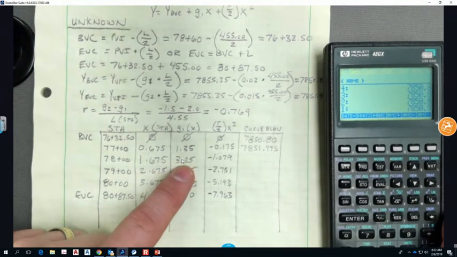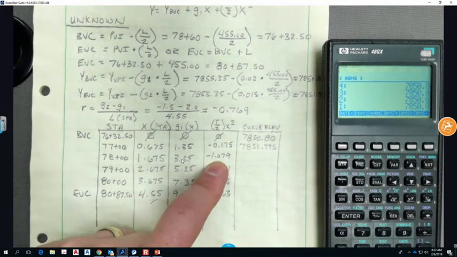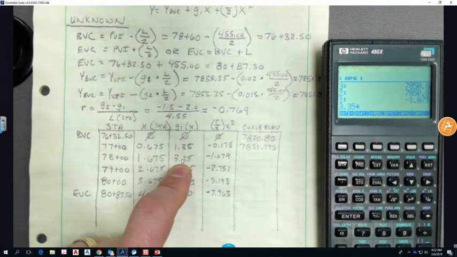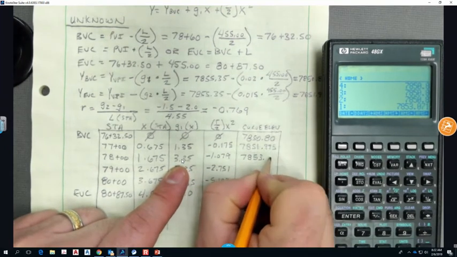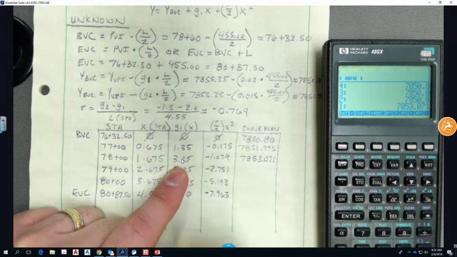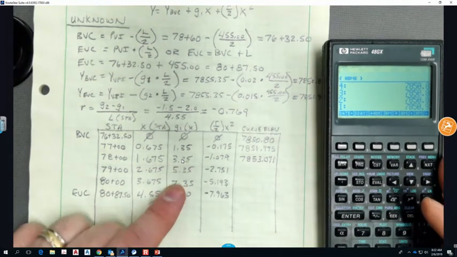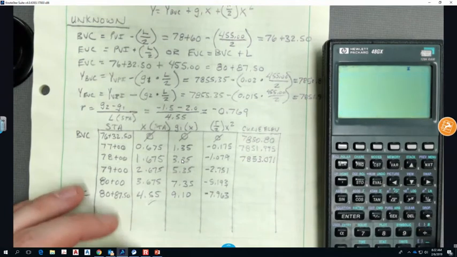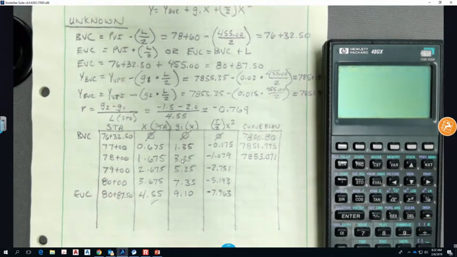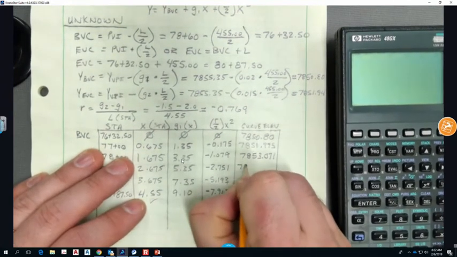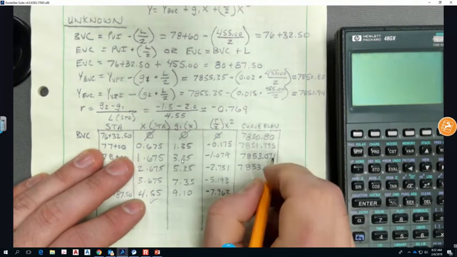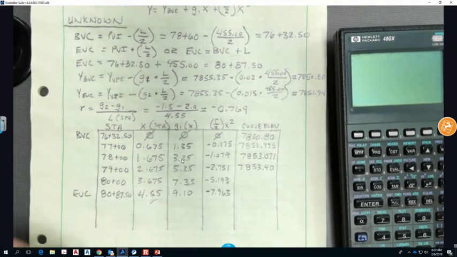I'm going to stack it a couple times in here. And then I'm going to take and do this. 0.79 negative 3.35 plus. Okay, so the next elevation is 7853.071. Okay, you guys give me the rest of them. Give me 79, 80, and 80 plus 87.50. 78.40. I'll round up.